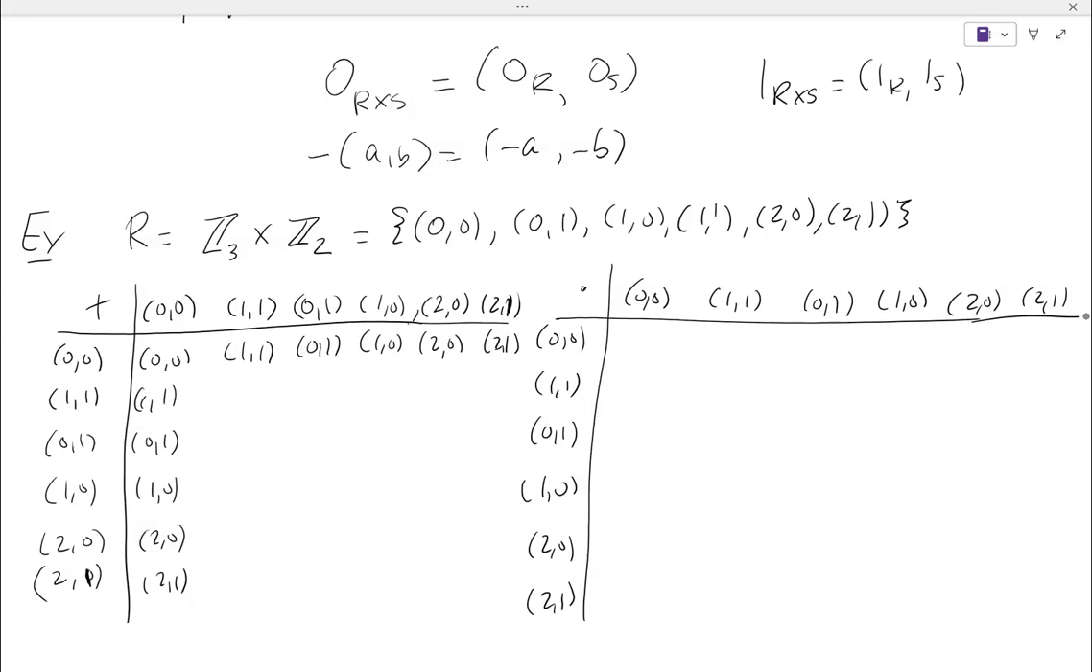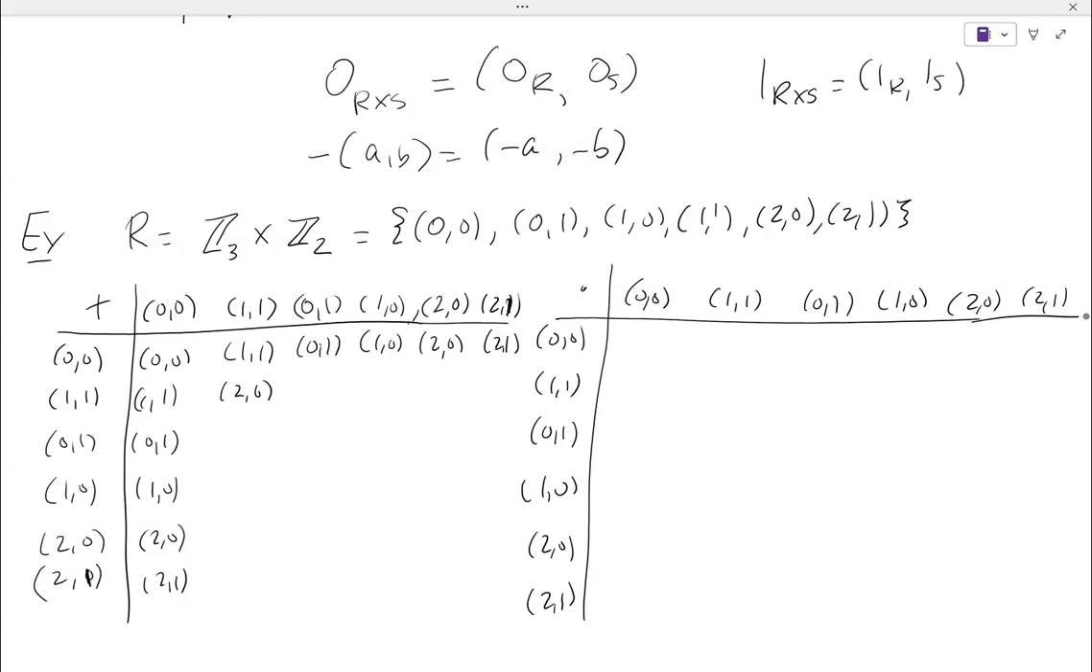2, 2. I agree with the first two. 2, 0. Why is it 0? Because the second one's mod 2. Good. I agree with you. 1 plus 1 gives you 2 in the first component, and 1 plus 1 gives you 2 in the second component, but we're doing everything mod 3 in the first component and mod 2 in the second one.